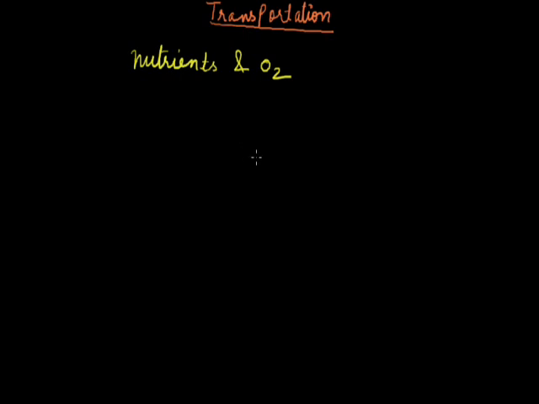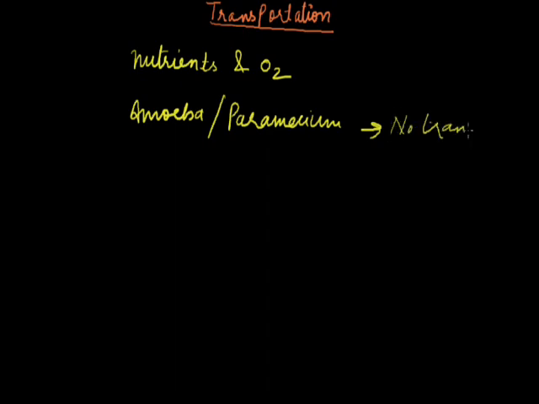Unicellular organisms like amoeba and paramecium do not require transport of any material. No transportation is required, as these are in direct contact with their surroundings from where they obtain these nutrients.